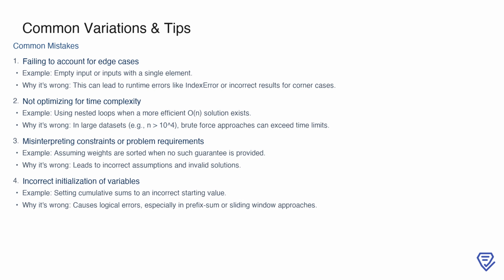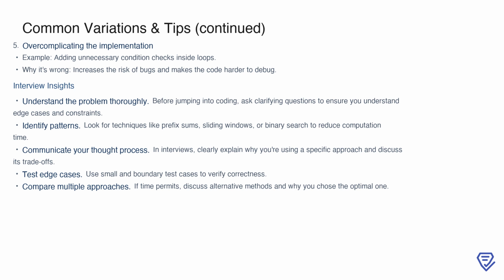Misinterpreting the constraints or requirements is another tricky area. For example, assuming the weights are already sorted when the problem doesn't guarantee it can lead to invalid solutions based on incorrect assumptions. Additionally, incorrect variable initialization, such as setting a cumulative sum to the wrong starting value, can create logical errors, especially in approaches like prefix sums or sliding windows. These mistakes highlight the importance of a careful, methodical approach to problem solving. Overcomplicating your implementation is another pitfall to avoid. For example, adding unnecessary condition checks inside loops doesn't just increase the risk of bugs, it also makes your code harder to debug and maintain.